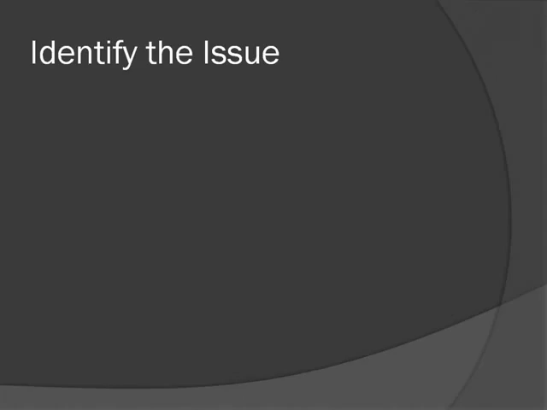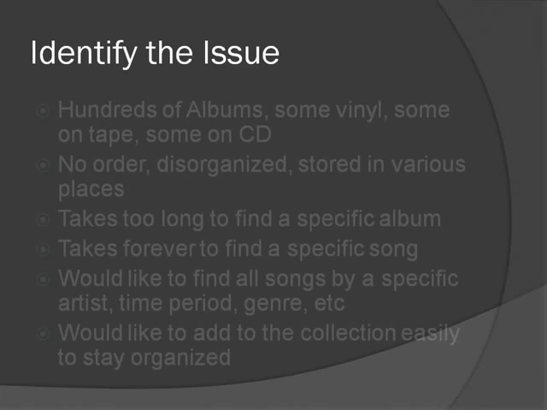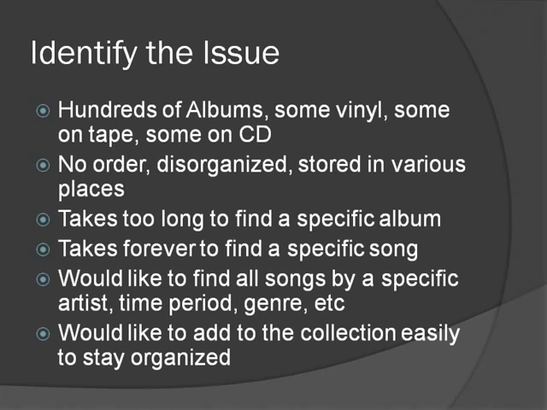Using our real life scenario, we need to identify the issue of having a disorganized music collection. So what we have is hundreds of albums. Some of them are on vinyl. We've got a bunch on tape, a whole bunch on CD, and there's no order to them. They're disorganized, stored in various places on racks, in boxes, and what we need to be able to do is find a specific album quickly. And right now it's just taking too long searching through all these things. It takes forever for us to find a specific song that might be on one of those albums.